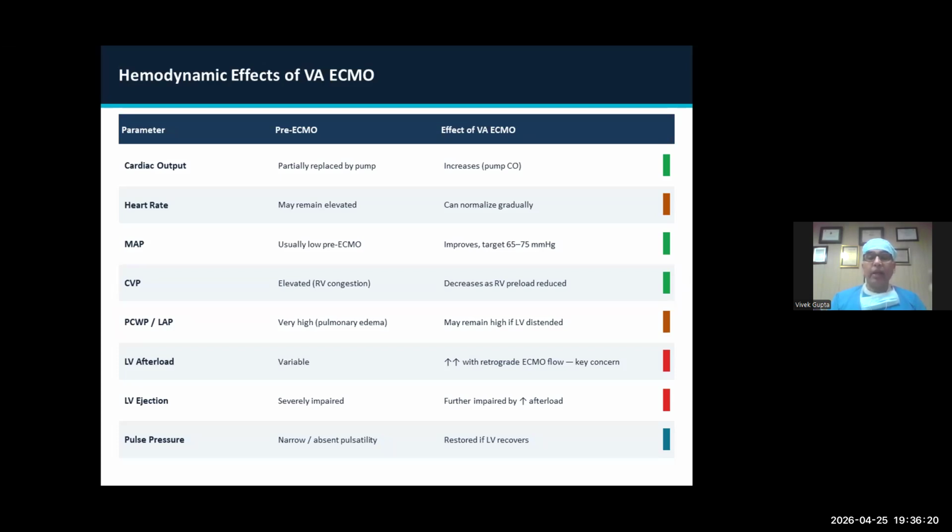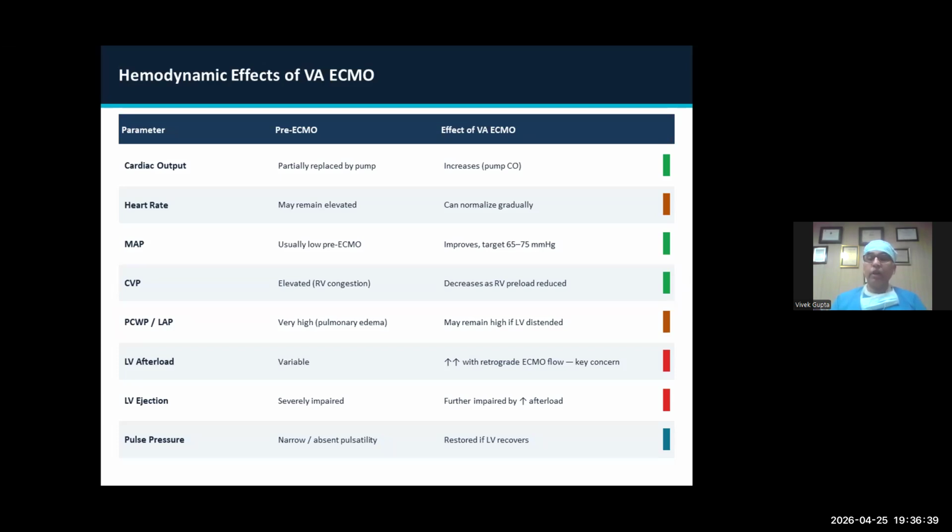Pre-ECMO, the patient will be tachycardic, but it will start optimizing. Mean arterial pressure improves; we target around 60. CVP, which is elevated because of the RV congestion, reduces. Similarly, PCWP and left atrial pressure may remain high, and the LV may be distended.